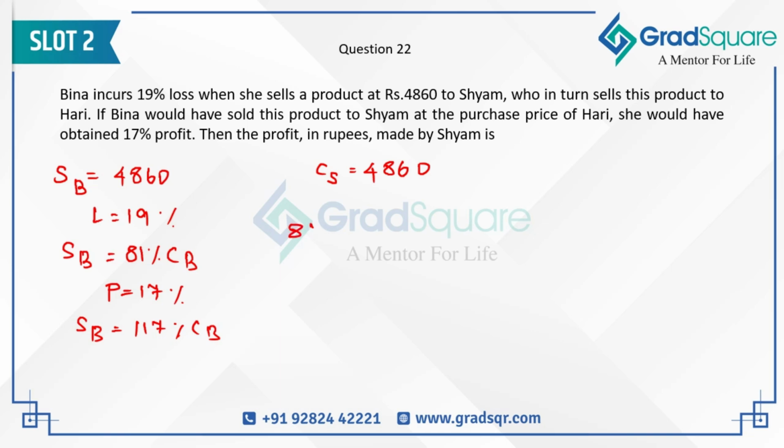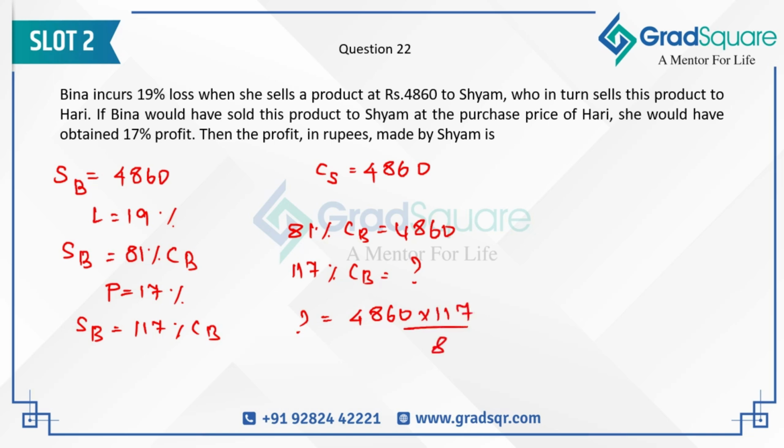Now 81% of the cost price of Bina is 4860, and 117% of the cost price of Bina should be what? Simply cross multiply. I get 4860 into 117 divided by 81. Cancelling out, the selling price must have been 7020. Now this is the price at which Shyam is selling the product to Hari.